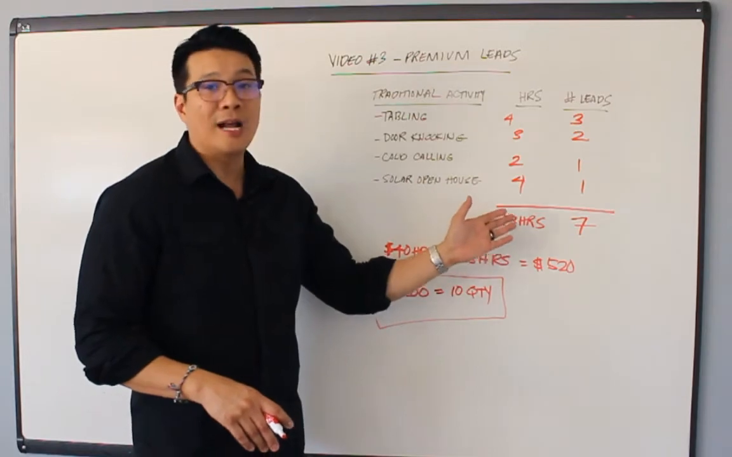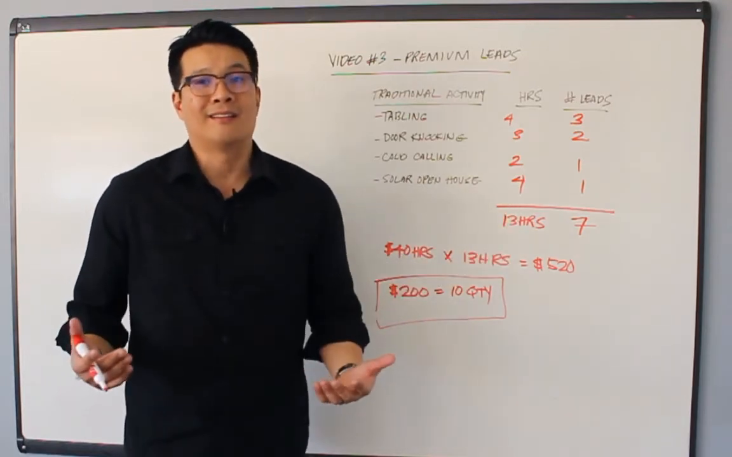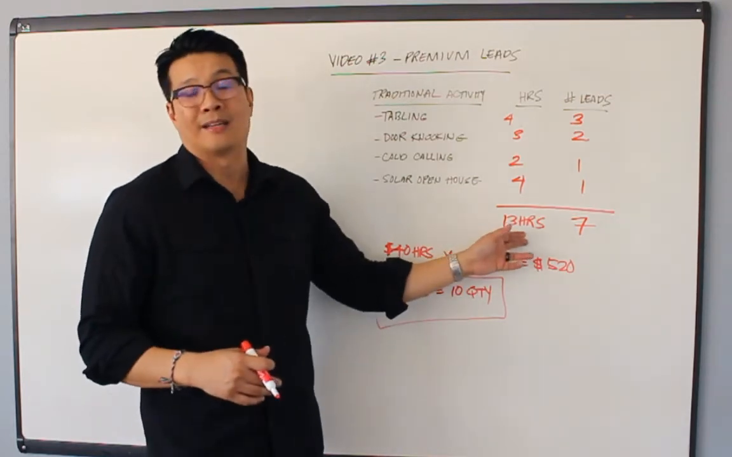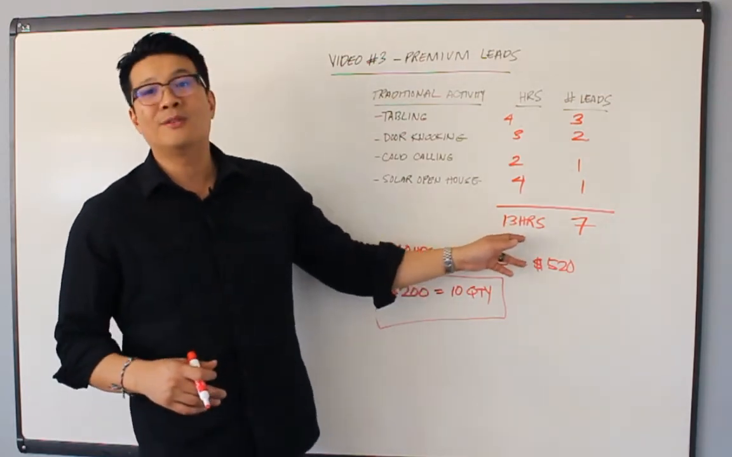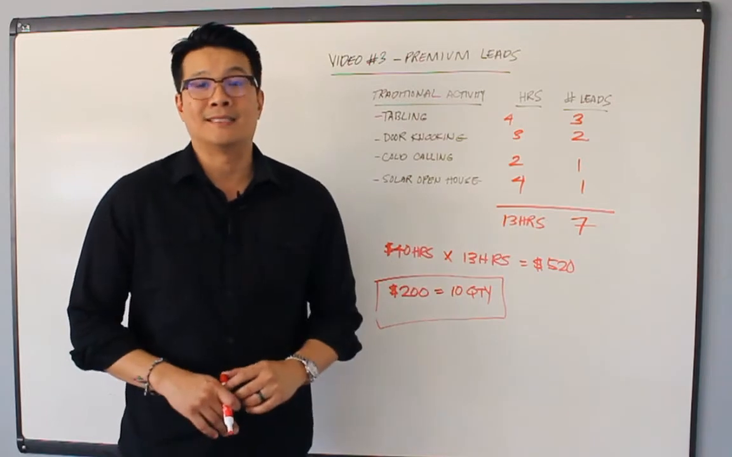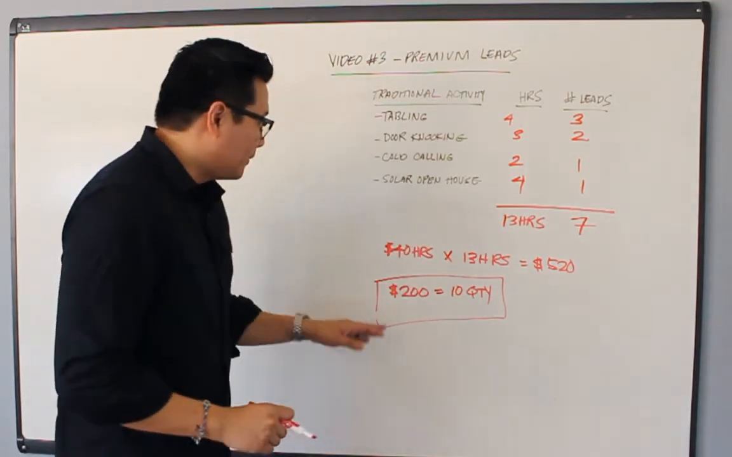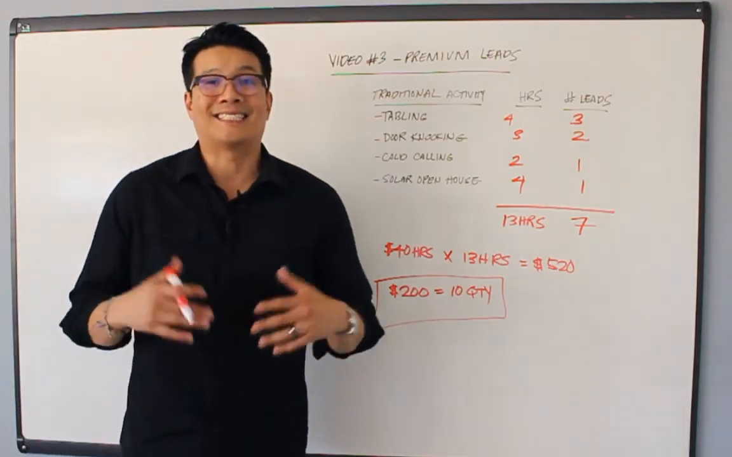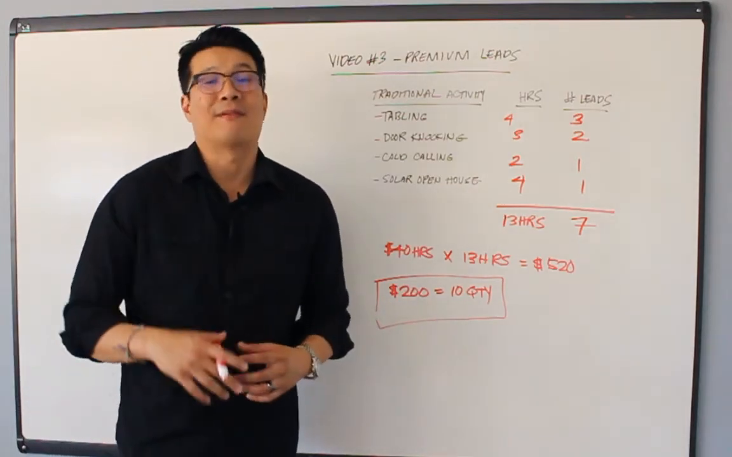The investment that you're actually putting in is not worth the 13 hours, right? It doesn't pencil out correctly. You can spend 13 hours of your day to get 7 leads. What if I told you you could get premium solar leads for $200, and you'll be able to get 10 of them, with a click of a button.